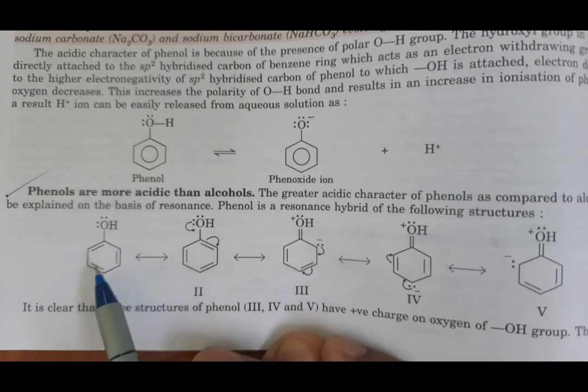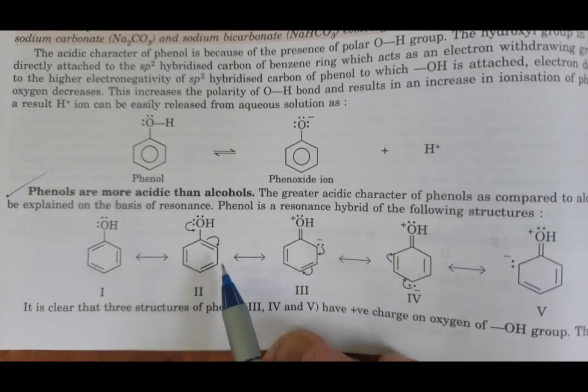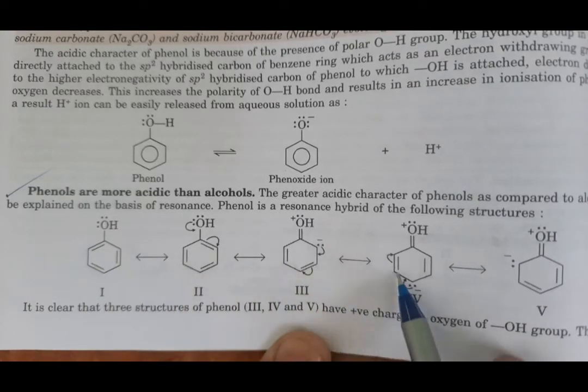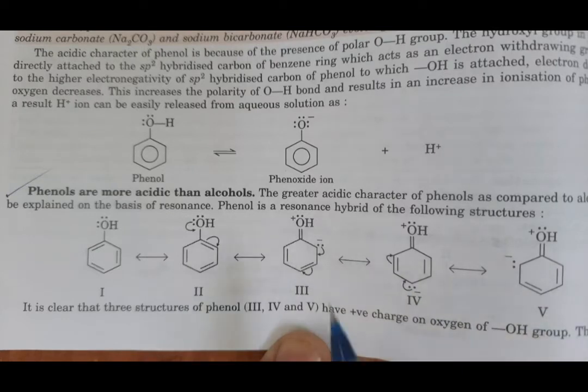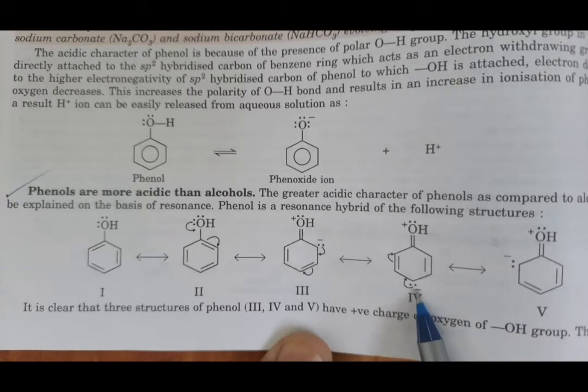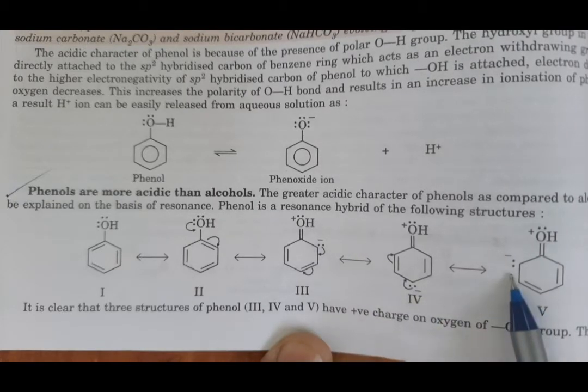Can you see any electron in the meta position? No, there is no electron in the meta position. The electron is present either in the ortho position, the para position, or the other ortho position. In resonance, the electron is there at the ortho position, at the para position, and at the other ortho position.